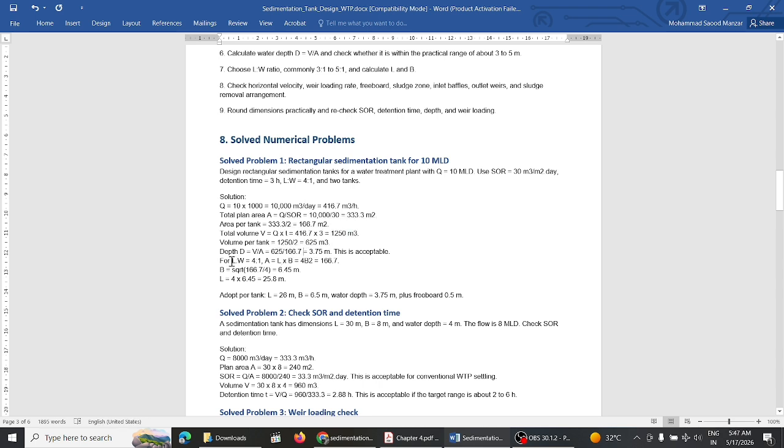Now for length to width of 4:1, substituting the value, we'll find out B. When we know B, we'll find the L. And then we will add the freeboard to the depth, so this is 3.75 plus 0.5 meters.